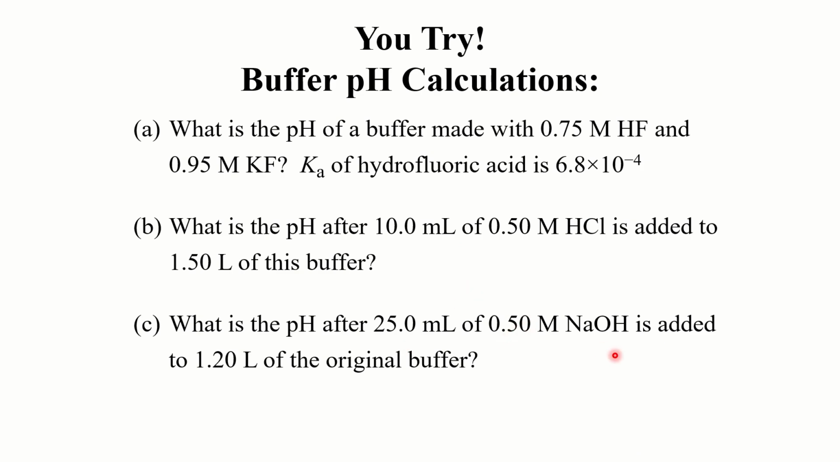Okay, now I would like you to try. I've got 3 buffer pH calculations for you. First, just calculate the pH of a buffer made with 0.75 molar HF and 0.95 molar KF. The Ka of hydrofluoric acid is 6.8 times 10 to the negative 4th. Then I've got 2 follow-up questions asking you to calculate the pH of the buffer after the addition of acid, and also asking you to calculate the pH of the buffer after the addition of some base.